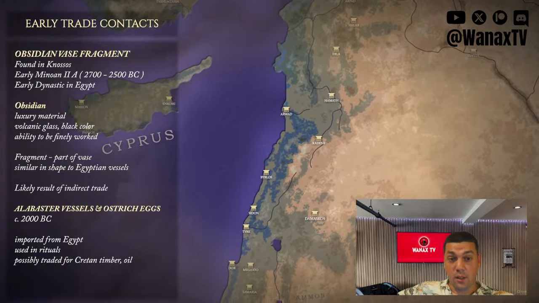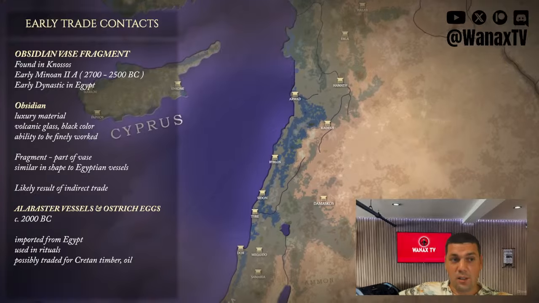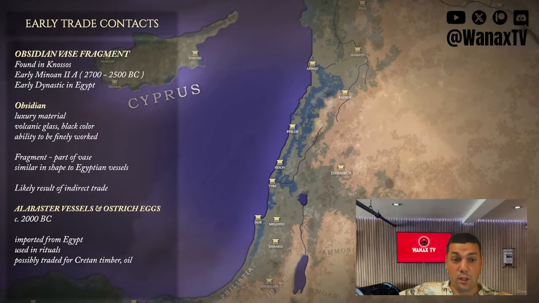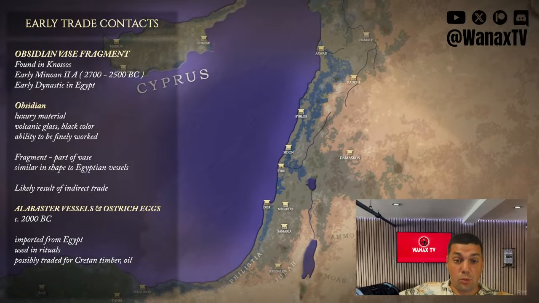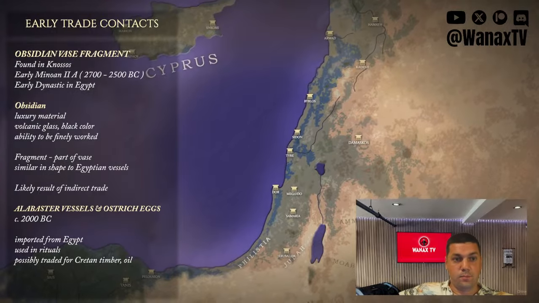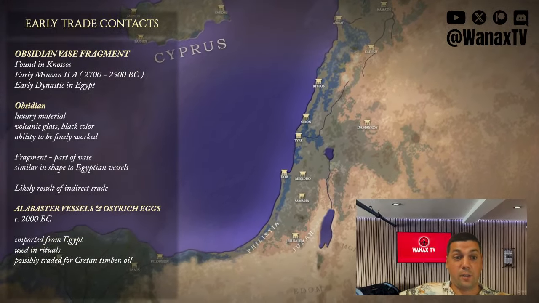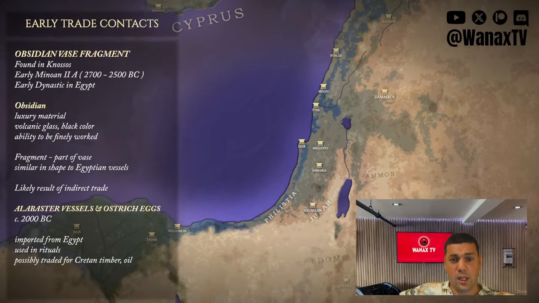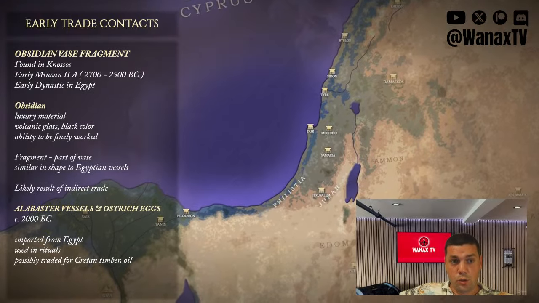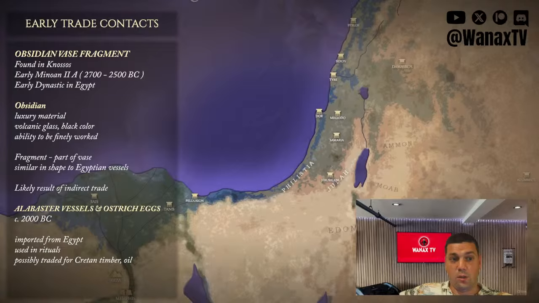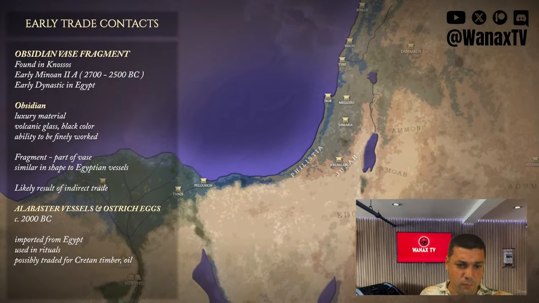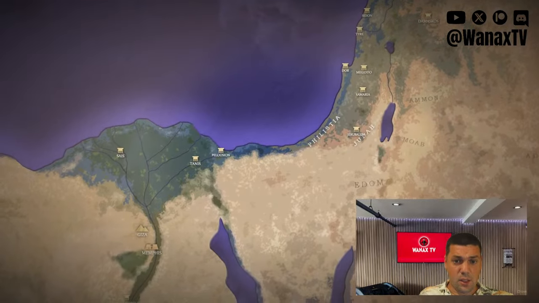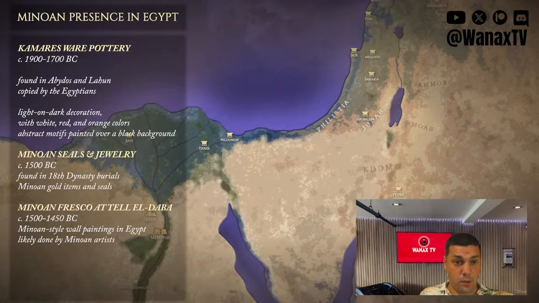Yes, most of the obsidian came from the Cyclades, and specifically the island of Milos or Melos was the number one obsidian center dating back to the Neolithic times. So everybody came to the island to mine obsidian. But that's not where this obsidian vase fragment comes from. It comes from a quarry believed to be located in Nubia or Ethiopia, to the south of Egypt, which is what the Egyptians used to produce these pieces of pottery, and one of those eventually ended up in Crete. With that being said, we're moving on, and we will go to the presence of the Minoan artifacts in Egypt.